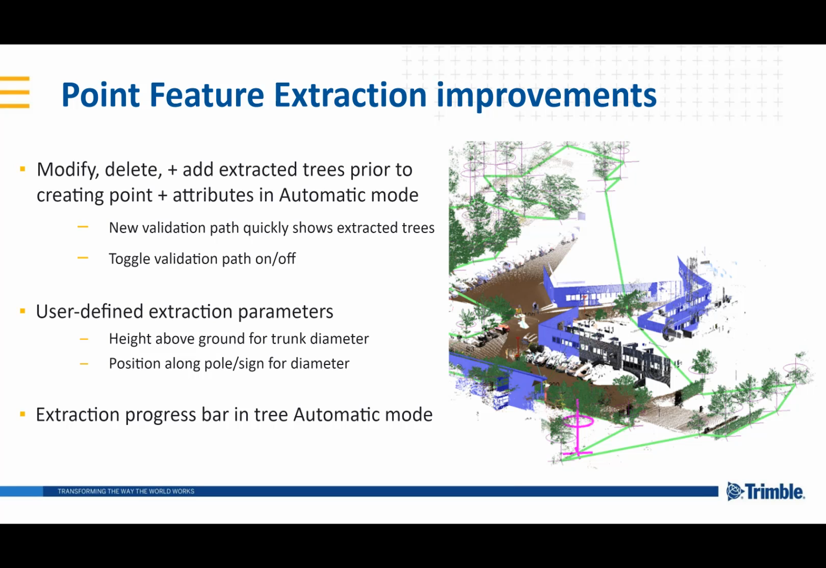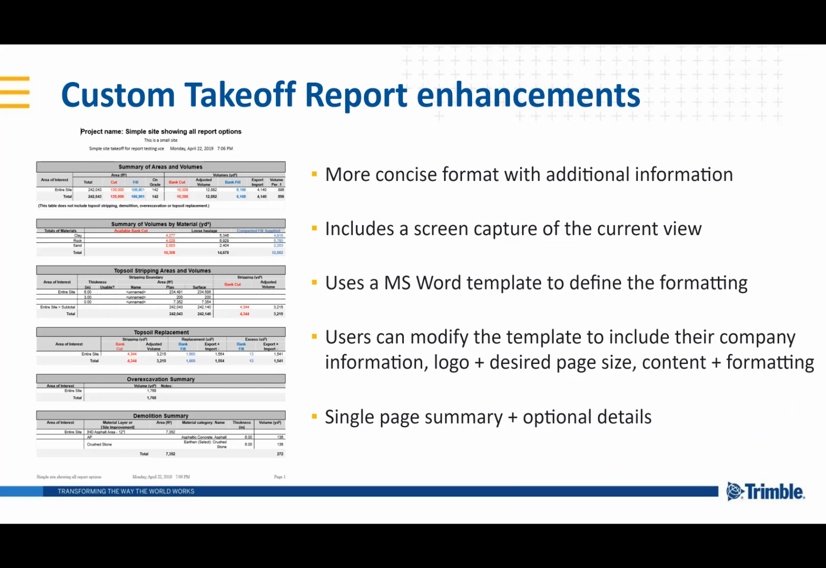But it's a nice way to really quickly see what the routine was able to pick up and what we may have missed. In addition, we've added the ability for you to define extraction parameters, such as the height above the ground where to measure the trunk diameter, or the position along the pole of the sign to extract its diameter. And then to give you a little bit of peace of mind, we've added an extraction progress bar in the tree automatic mode.